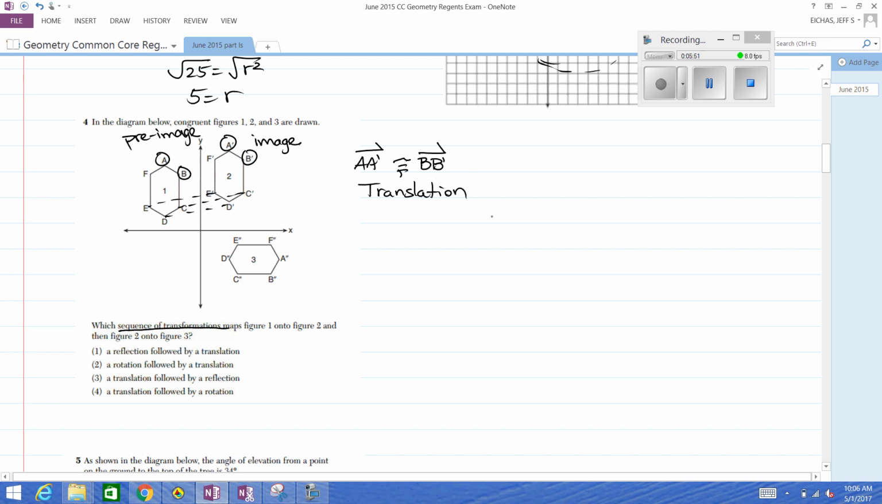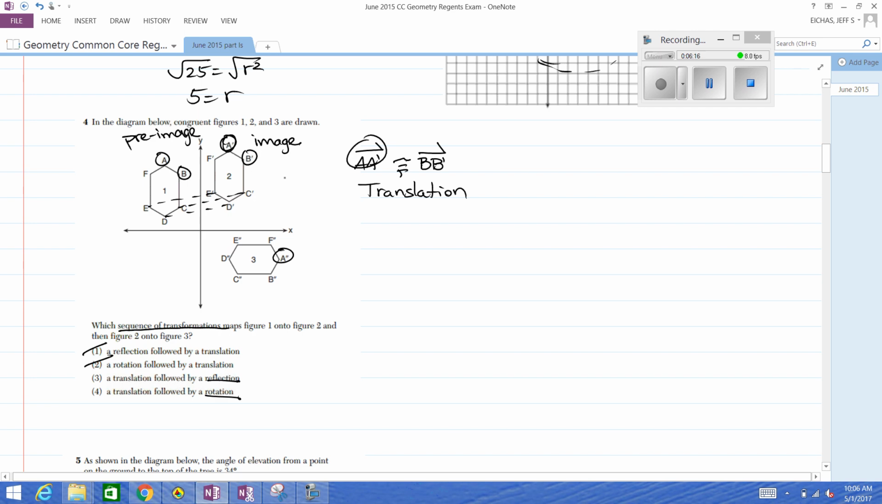Okay, the translation vector is any of these, A to A prime. Now, after that, what we're looking at is, let's see, translation was first, so get rid of those. All right, was the move from A prime to A double prime a reflection or rotation?